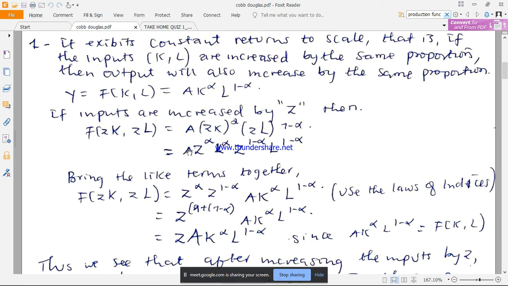But of course, our aim is to prove that this production function exhibits constant returns to scale. That is our aim. So now let's bring the like terms together. So we are saying that the function of Z capital, Z labor must equal, now these guys raised to the power alpha, like the Z's must come together on the same side, and then in the production function this guy should also be collected together.